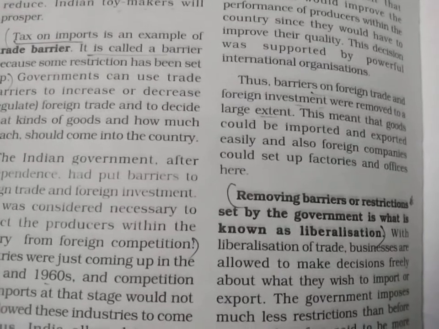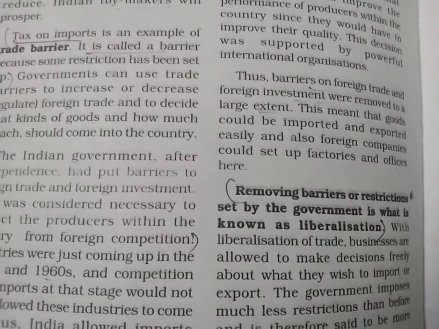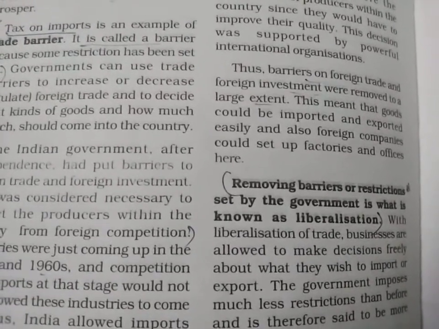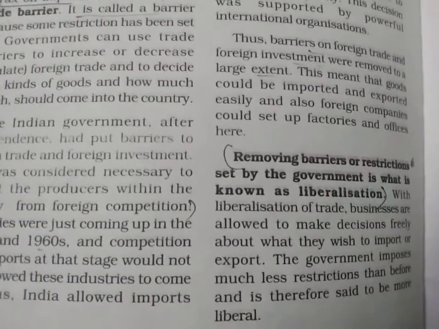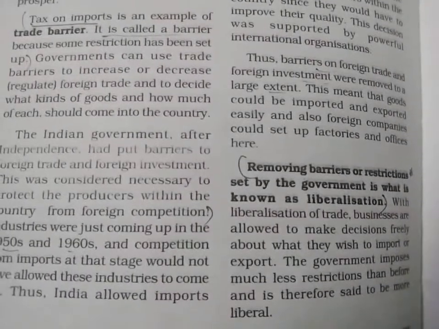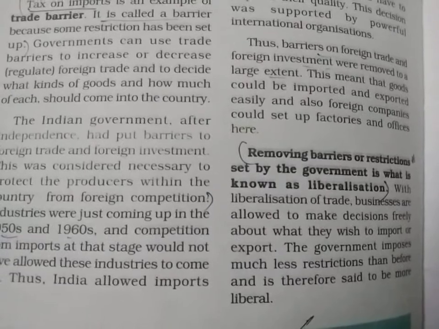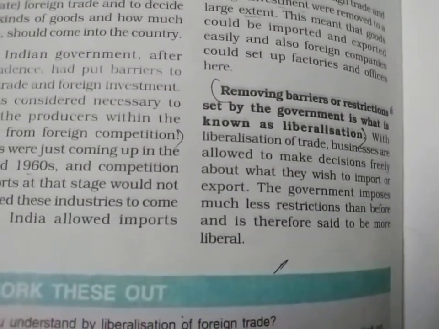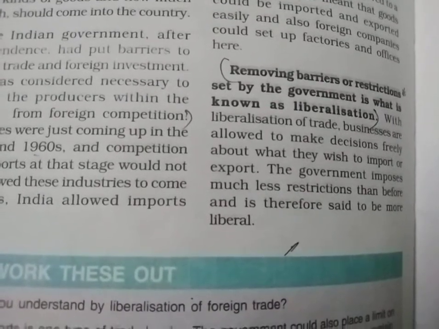After that, the government of India removed the trade barriers to a large extent. This means goods could be imported and exported easily. Also, foreign companies could set up factories and offices here. If trade barriers are removed, that means outsiders can come easily to do business. Removing trade barriers or restrictions set by the government is what is known as liberalization.